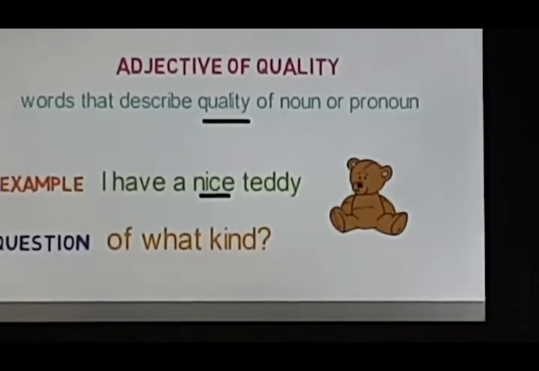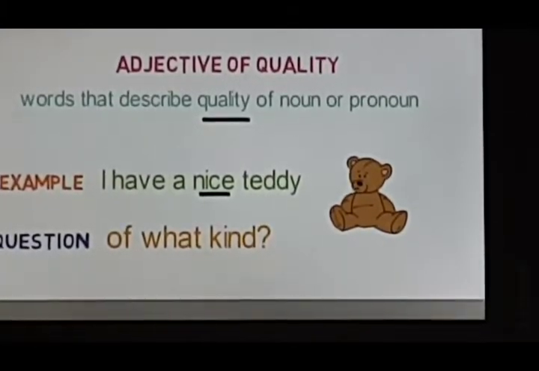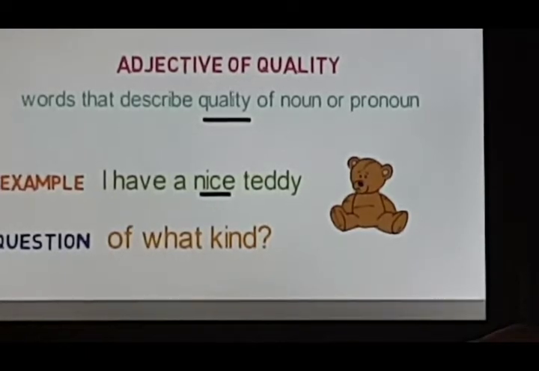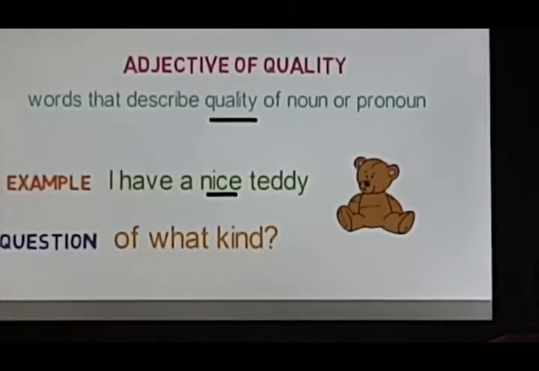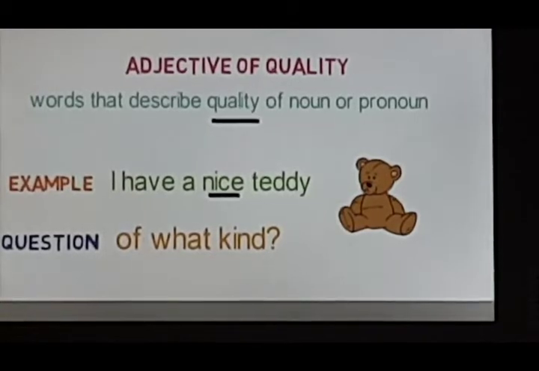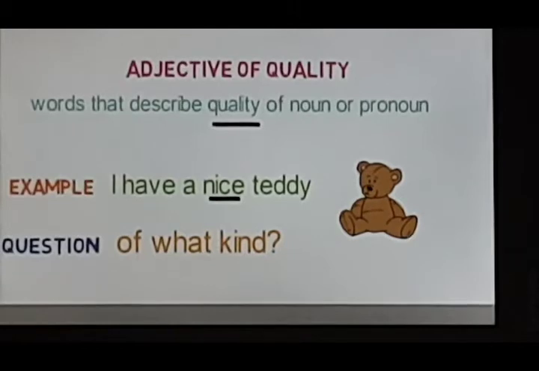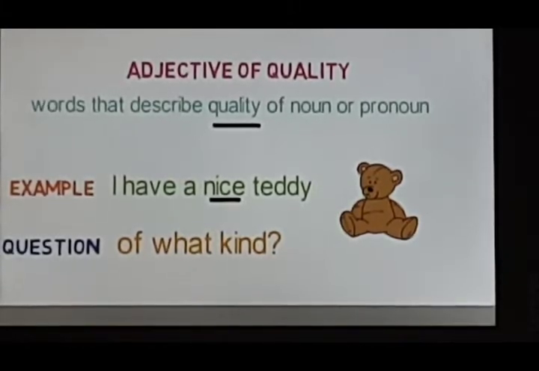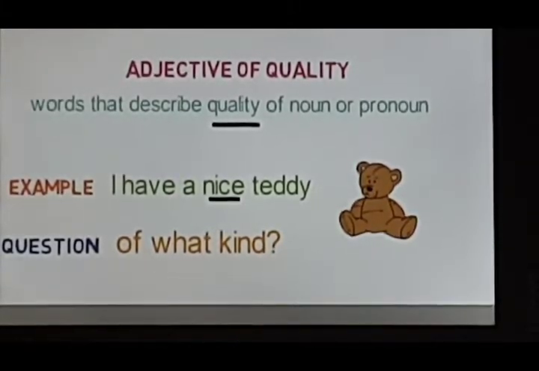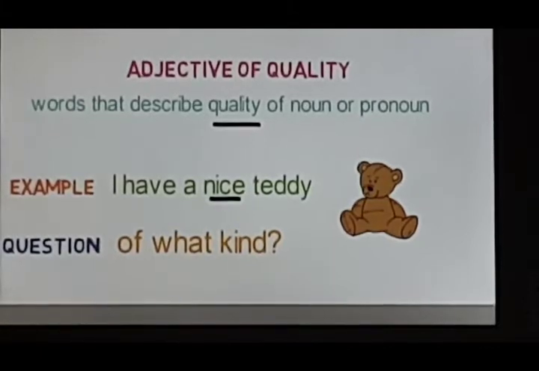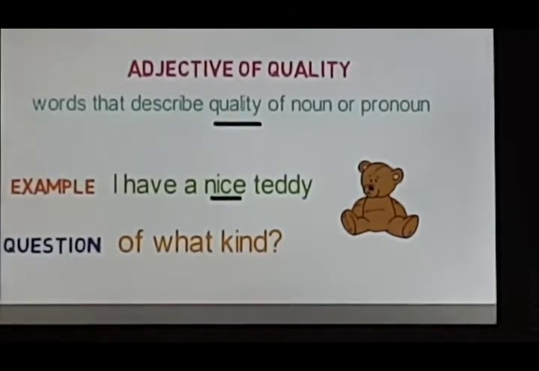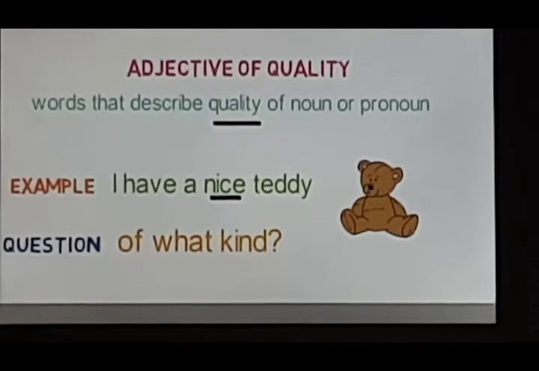It is not that we are always talking about some positive quality of a noun. We can be talking about negative quality also. So ugly, small, like, fat. So all these words can be adjectives also, though in a negative manner. So here is an example.